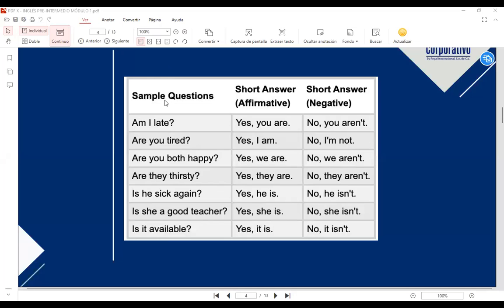Another example about short answers using affirmative and negative. Am I late? Yes, you are. No, you aren't. Si se fijan, esta parte casi no la hemos tocado: las respuestas en negativo.